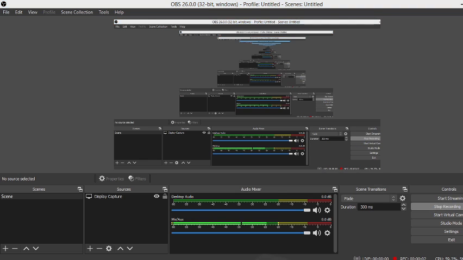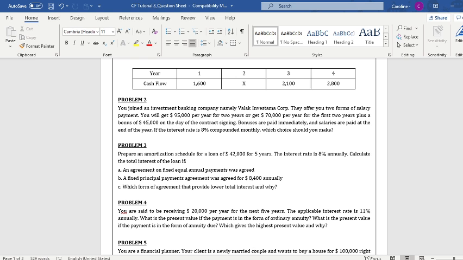Okay, so now we are moving on to problem 3. Prepare an amortization schedule for a loan of $42,000 for 5 years. The interest rate is 8% annually. Calculate the total interest of the loan if an agreement on fixed equal annual payments was agreed.